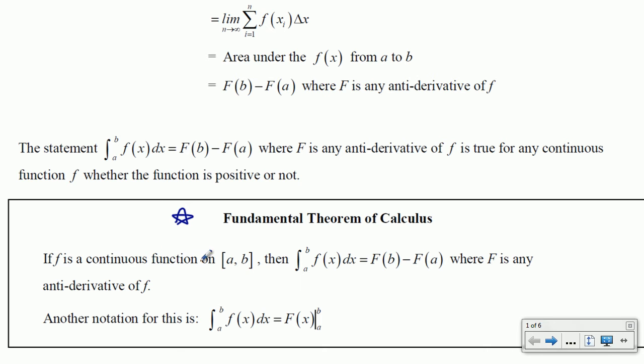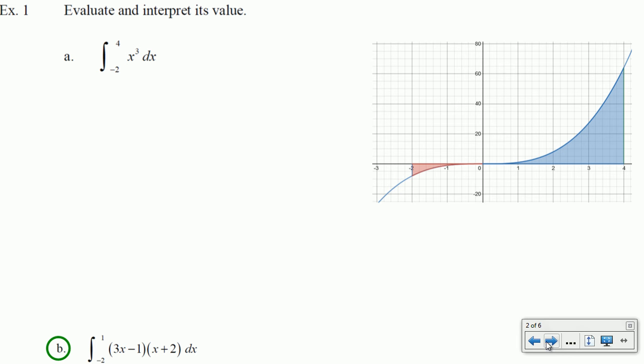So if f is a continuous function on an interval from a to b, then the integral of the function from a to b is the antiderivative of f at b minus the antiderivative of f at a. And now we have some better notation for this. So we're going to do this first one together.